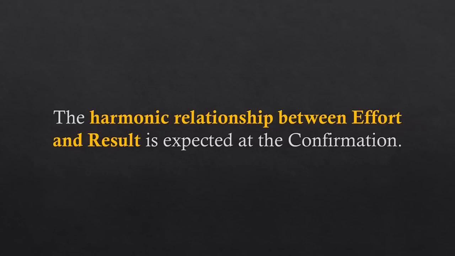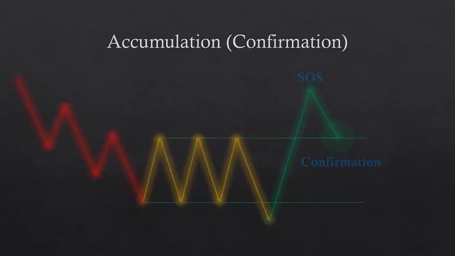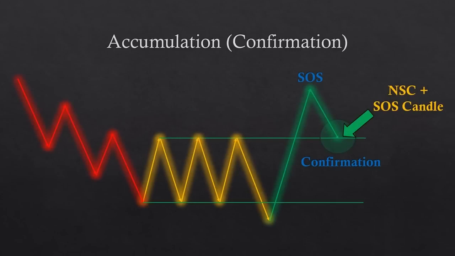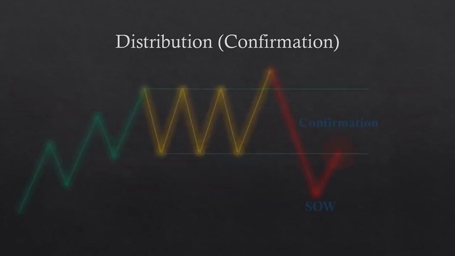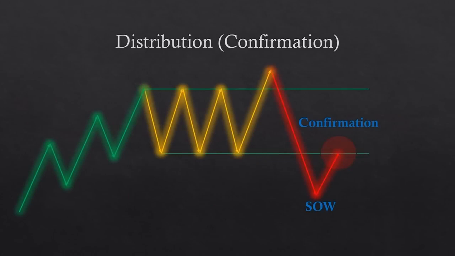In an accumulation, the critical moment is to wait for a confirmation formed by a no supply candle testing the support formed by the reaction, and then after that, seeing a sign of strength candle, meaning a medium range bullish candle with high volume. In a distribution, the critical moment is to wait for a confirmation formed by a no demand candle testing the resistance formed by the reaction, and then after that, seeing a sign of weakness candle, meaning a medium range bearish candle with high volume.